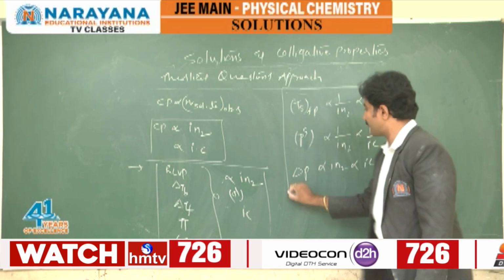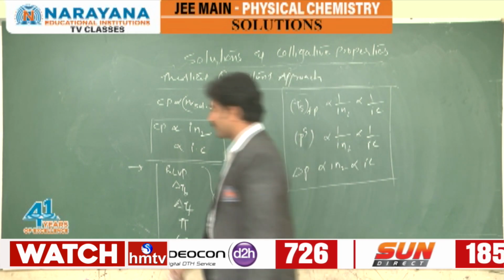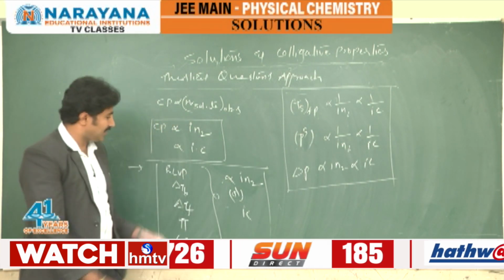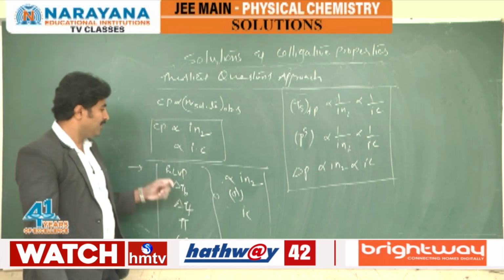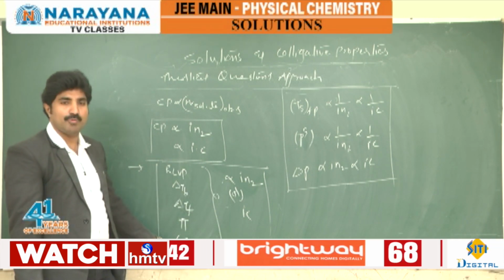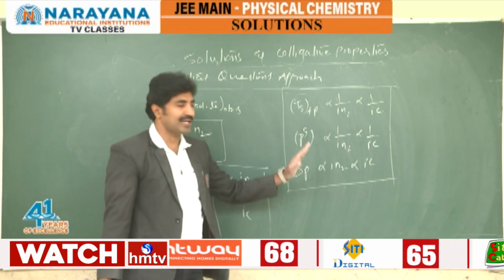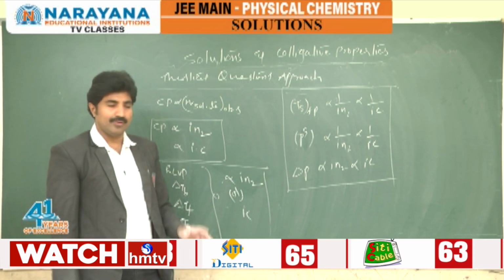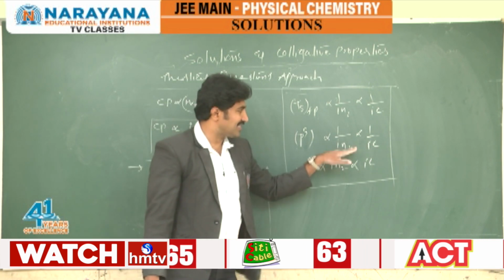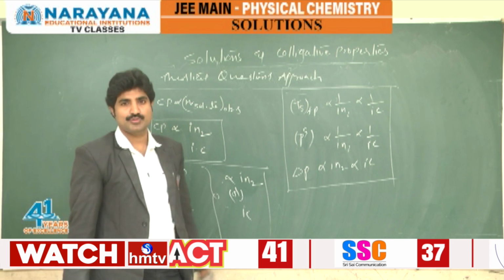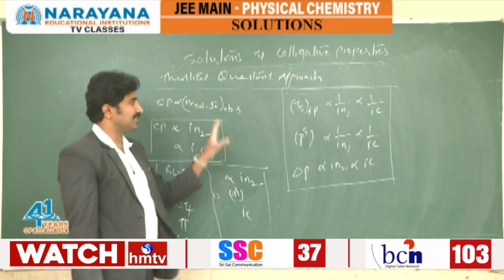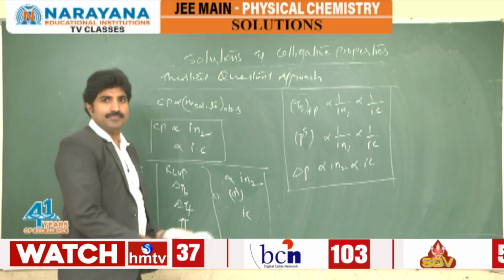Now I have given this information. Based on this information we can understand this theoretical approach: more iN2 or iC there, more colligative property, more boiling point of the solution, more lowering in vapor pressure there. If less iC or less iN2 there, more freezing point of solution or more vapor pressure of the solution there. So follow this information in the theoretical approach.